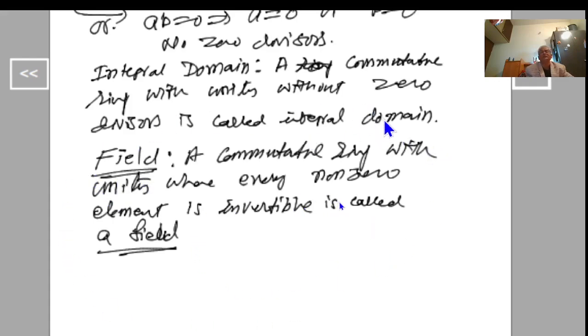What is a field? It is a ring. It is a commutative ring. It is with unity, and every non-zero element is invertible. So this is known as a field. After getting the idea of the field, now we go for the definition of a vector space. Okay. So here, to define a vector space, we need a field. Without a field, we cannot define a vector space. So how we define the vector space?